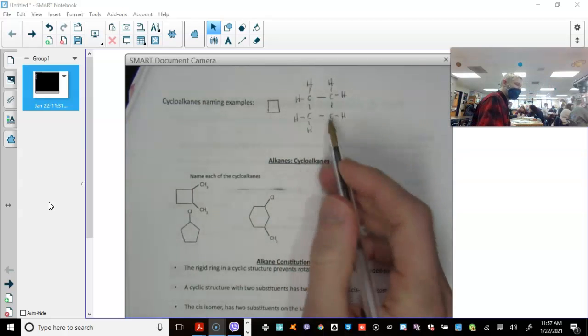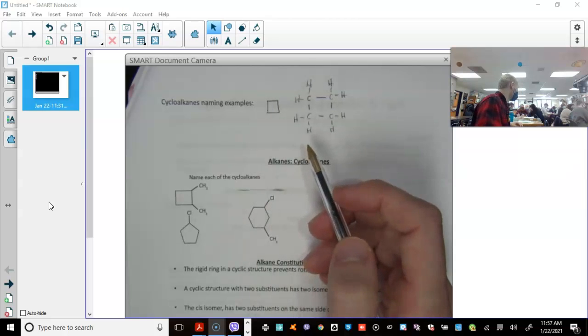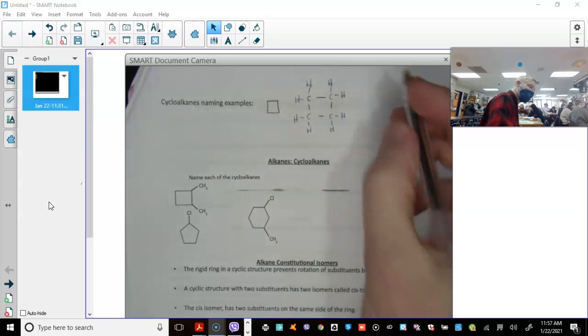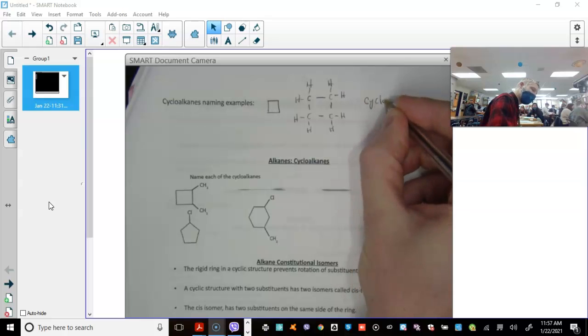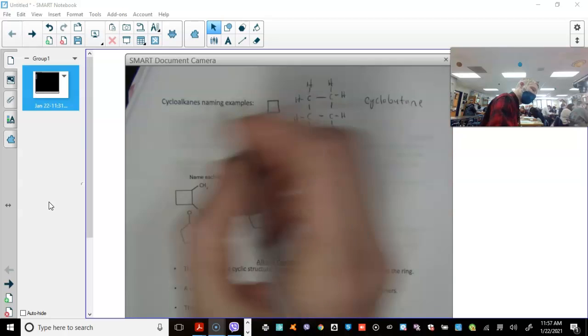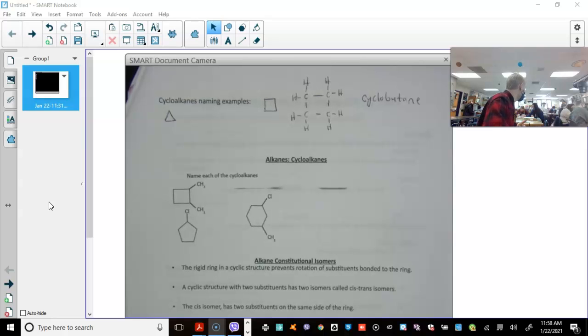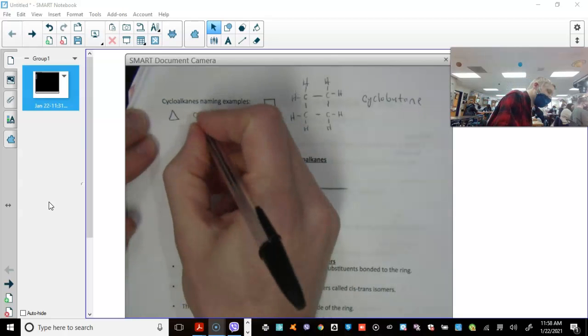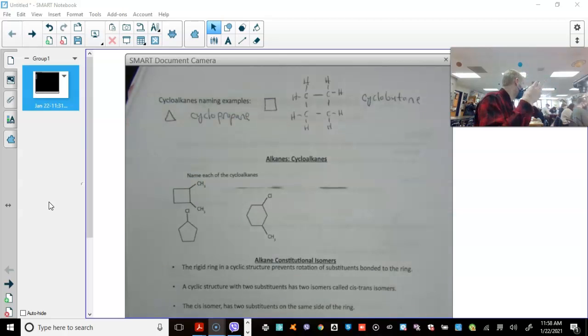So there it is, but we've got 4 carbons, so 4 carbons is a square. It's butane, but since it's cyclical, we're going to call it cyclobutane. The smallest cyclo would be a triangle, and that would be not butane, but propane, so we've got cyclopropane. And then you can make a pentagon, which would be cyclopentane, hexagon, cyclohexane, and so on.